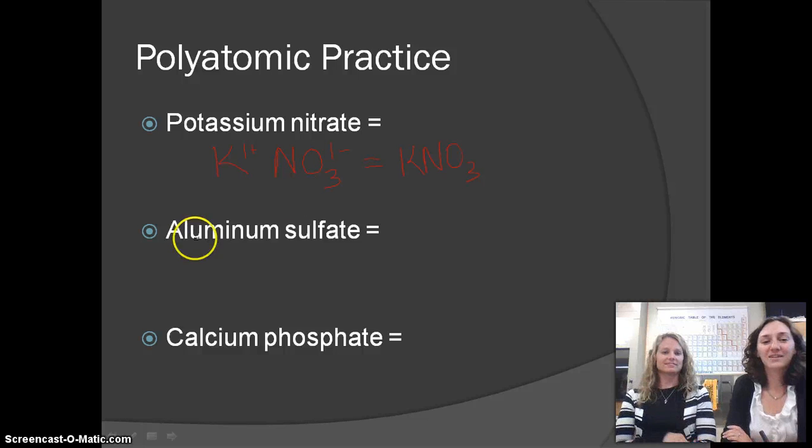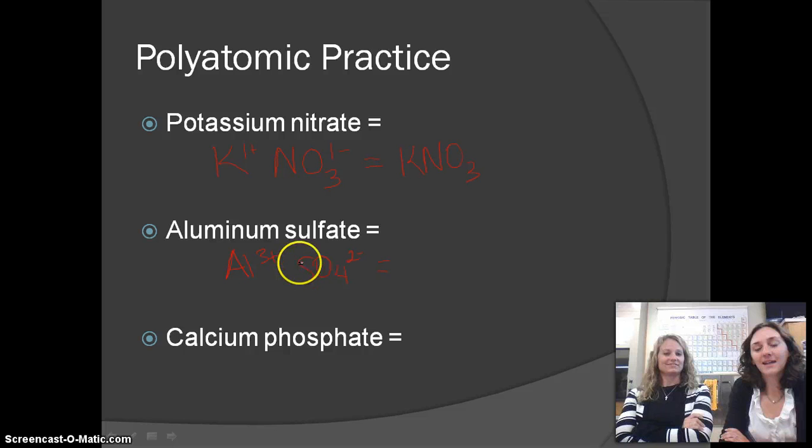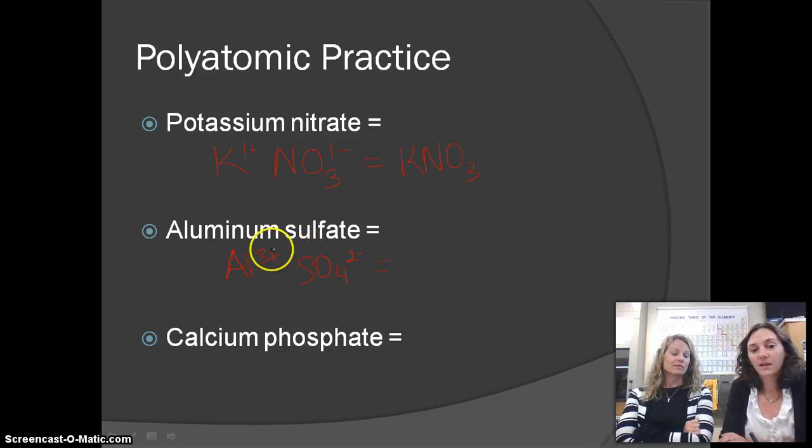All right, let's try aluminum sulfate. Aluminum, Al, 3+. Sulfate, that would be SO4, and it has a -2 charge. So again, we've got kind of what we had last time with aluminum. You'll see this often with aluminum. A lot of times you have to bring up that charge to a +6 in order to balance it out. So if we have 2 aluminums, that will make that a +6. If we have 3 sulfates, that's going to make that a -6.